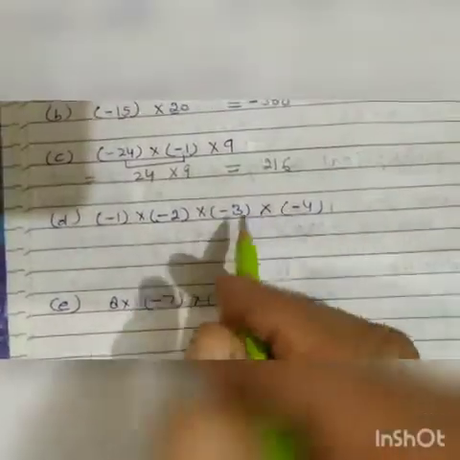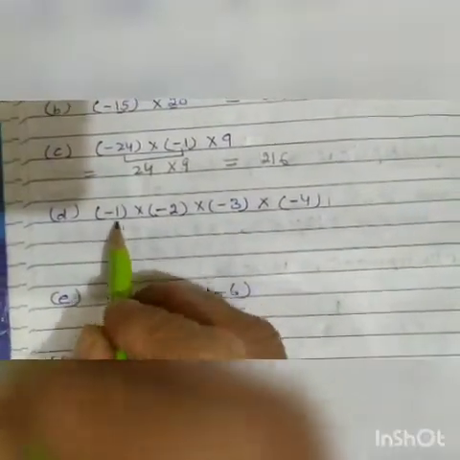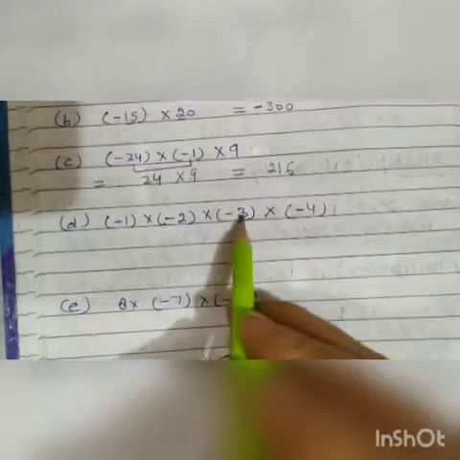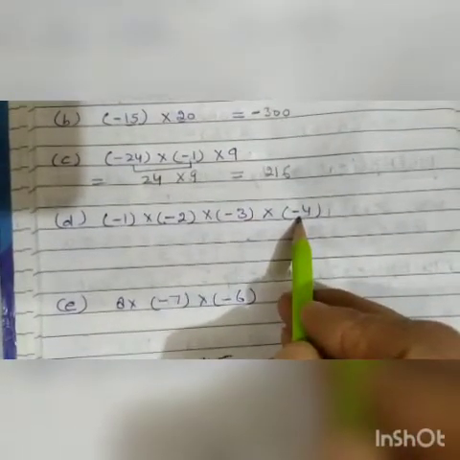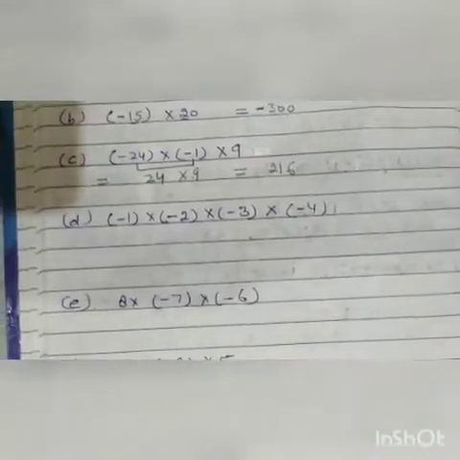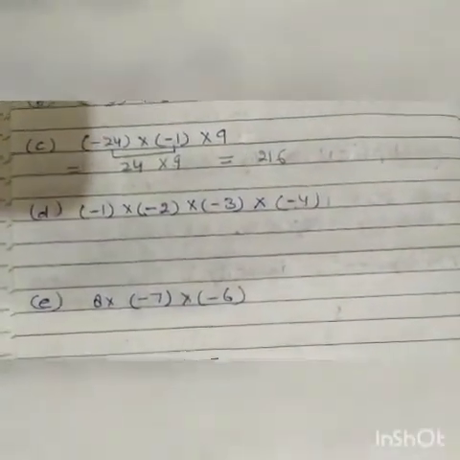Now come to the D part. In the D part, see, there are four negative integers. And I told you that when we multiply negative integers in even number.